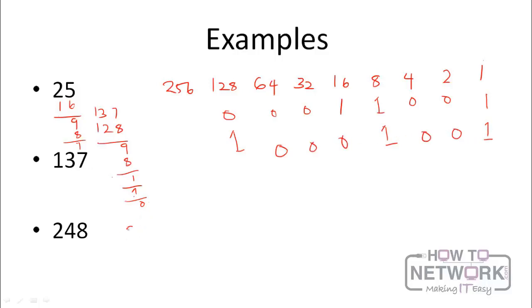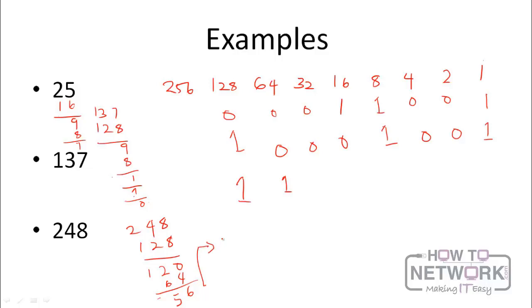Now for 248, what's the first place value we can see? 128. And that's going to give us, what is this going to give us? 120. So 1. Next place value we can see is 64. And that's going to give us 6 and 5. So 56. So that's 1 here.